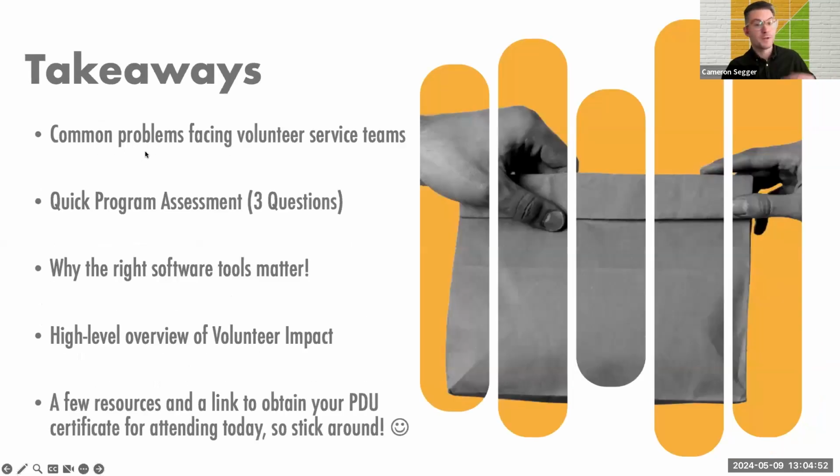So as we've mentioned, we're going to look at some of the common problems that volunteer service teams tend to face. We'll have an interactive assessment with a couple of questions to ask you as well. We'll think about why the right software tools matter, talk about Volunteer Impact and Better Impact, which is the company behind the software, and then carry on into a demonstration and share some resources with you.